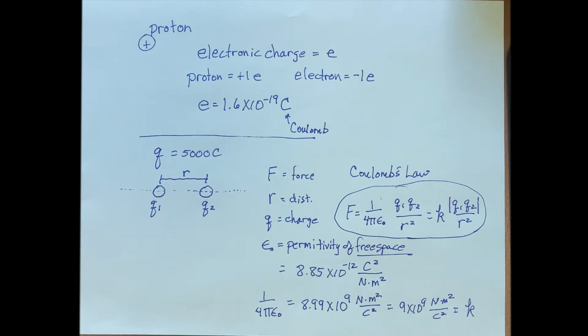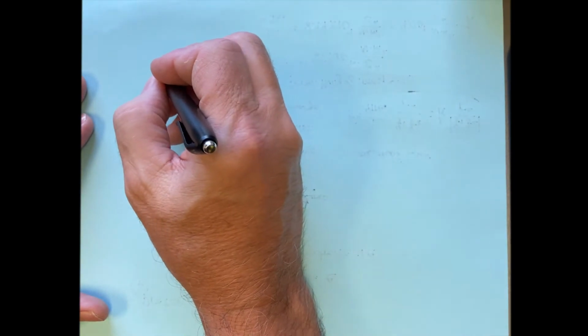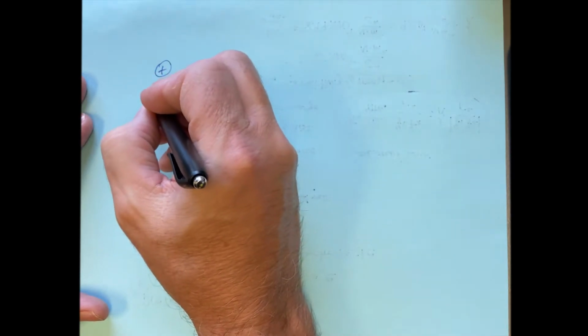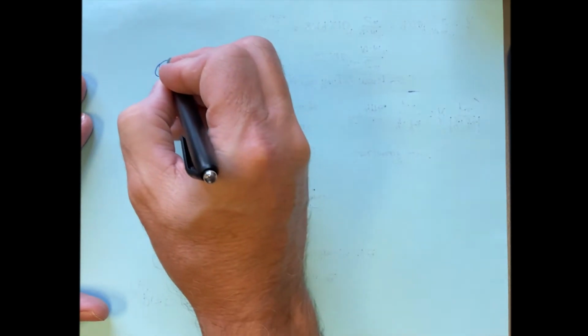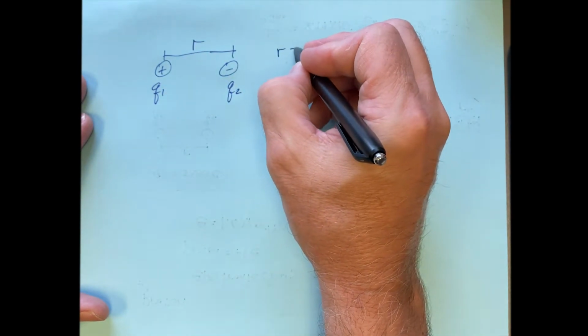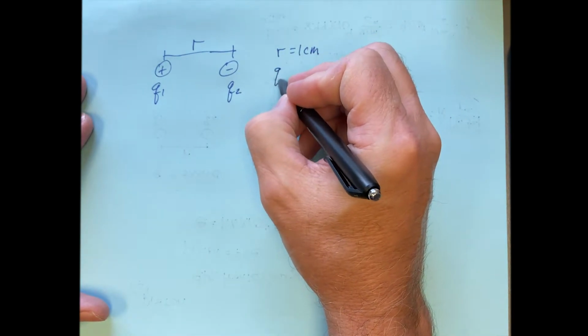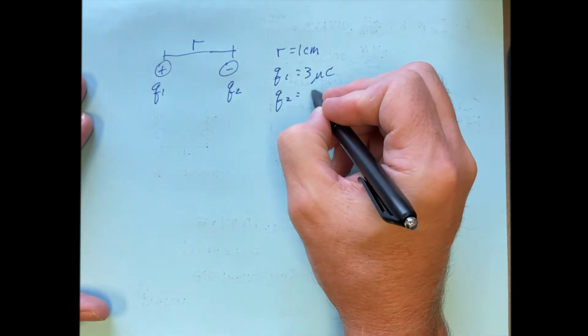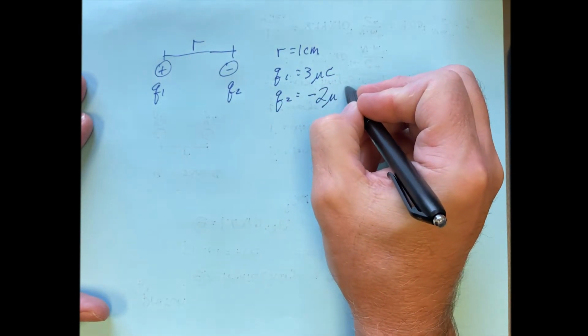Now let's use it real fast and work one problem, and then we'll probably work more of these in class when you show up. But we'll do a really simple problem here, in fact so simple that I almost don't want to do it. But let's say here's Q1, here's Q2, and they are separated by some distance r. And let's give some values. Let's say r is 1 centimeter, Q1 is 3 microcoulombs, Q2 we'll say is negative 2 microcoulombs.